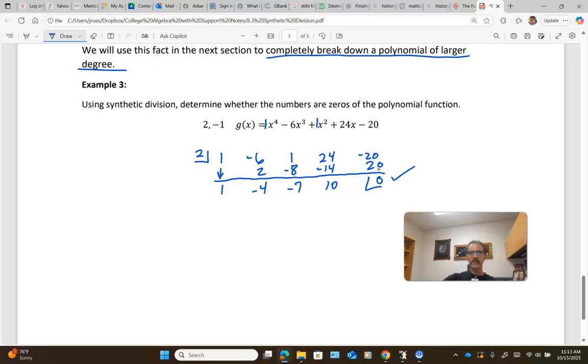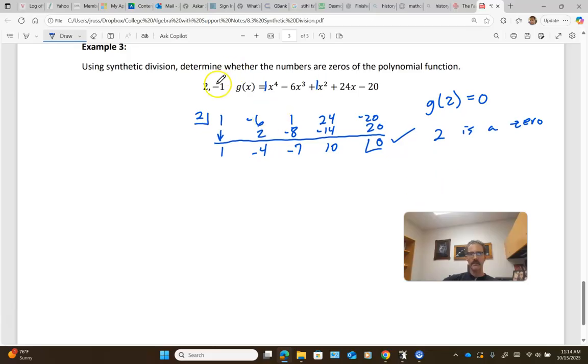The remainder theorem tells us that because we get a remainder of 0, then this function, which is g, tells us that g of 2 is equal to 0, or in other words, that 2 is a 0. Okay? So if you were to graph this polynomial, it will at least touch or cross the x-axis at 2. Okay? Now let's see if negative 1 is a 0. So I'll do the same thing.